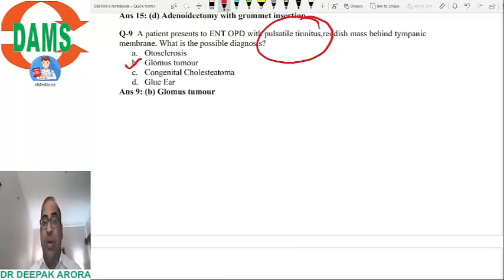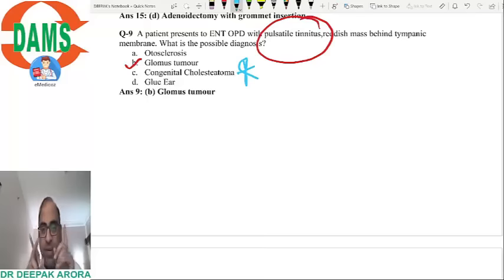Pulsatile symptoms, reddish mass behind tympanic membrane. I will go for option B. Congenital cholesteatoma, very important choice. So what is the keyword for congenital cholesteatoma? Keyword will be chalky white mass behind tympanic membrane in a pediatric patient. Pediatric patient, chalky white mass behind tympanic membrane is your congenital cholesteatoma.